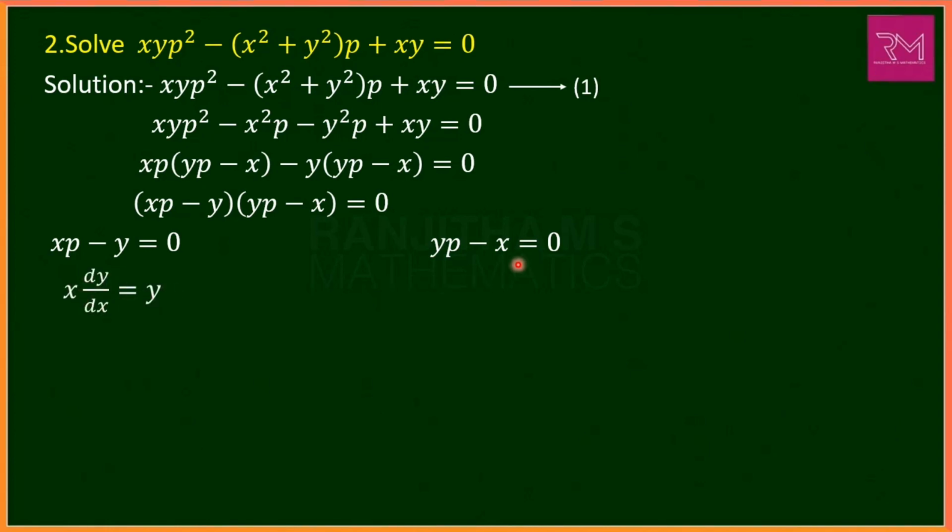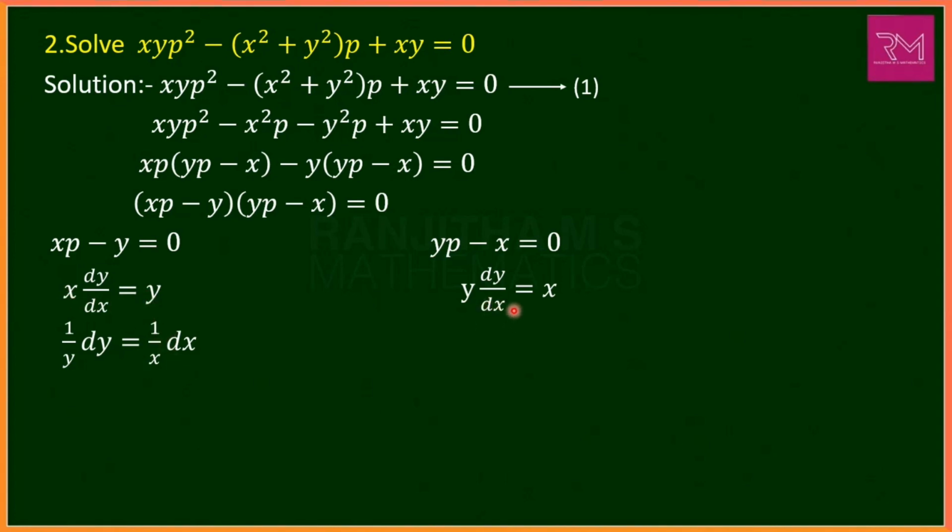Doing the same procedure here, if we take x to the right hand side and substitute p as dy by dx, we get y into dy by dx equal to x. Next, we have to take x on one side and y on the other side. For that, we take y to the left hand side and dx to the right hand side. We get 1 by y into dy equal to 1 by x into dx.